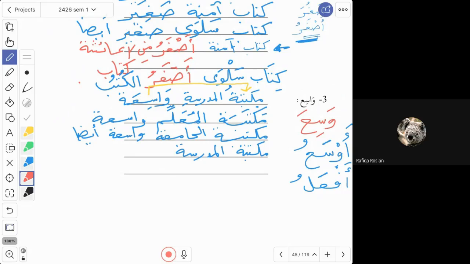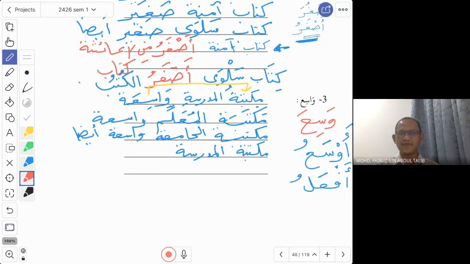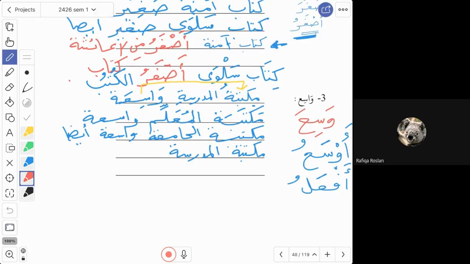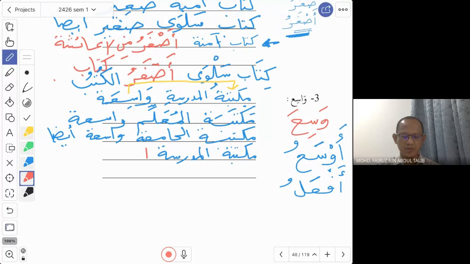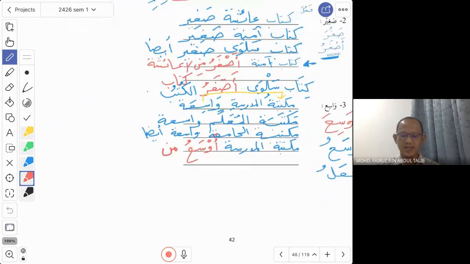Usa'u. If you say usa'u, it does not follow the wazan. The wazan should be af'alu. So we should not say usa'u. It should be awsa'u. Yes, always follow the wazan. Af'alu, awsa'u. Good. So even though you don't put the vowel, you should know this is awsa'u and not usa'u. Why? Because it follows the wazan af'alu. So we say awsa'u.